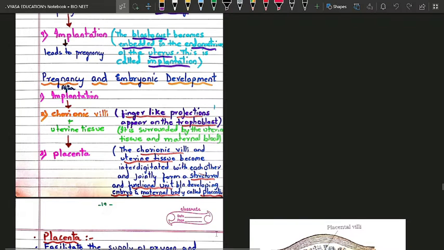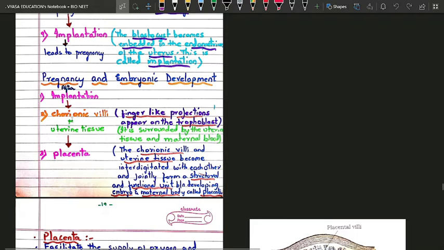So after implantation, what happens? The chorionic villi are developed. Okay, so the chorionic villi with the uterine tissues help in the formation of the placenta. This is for your shortcut, I have made it this way. Okay, yeah, so we'll see the detailed form.